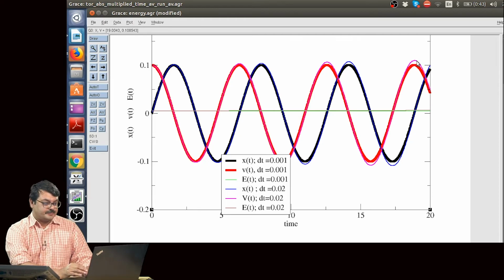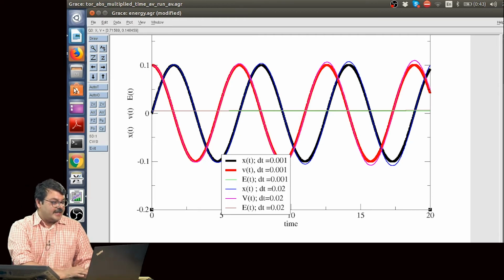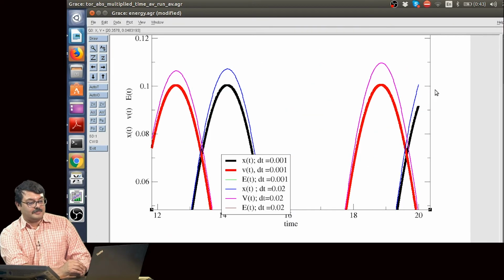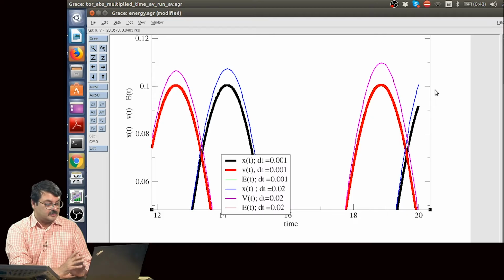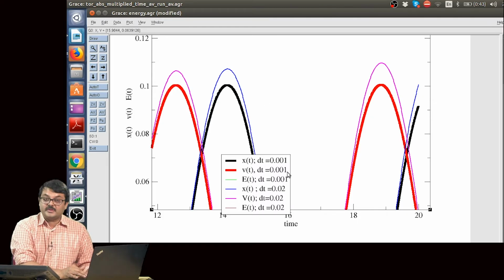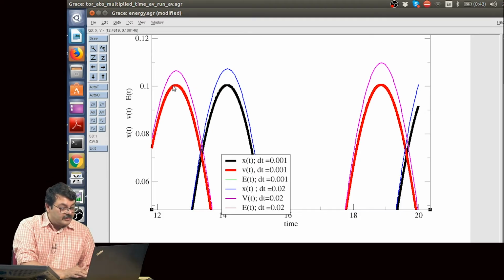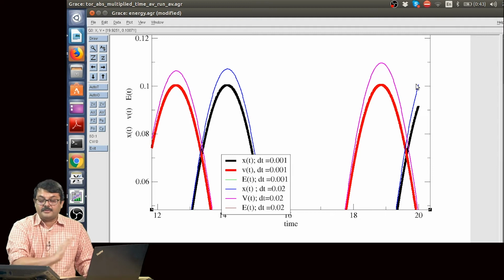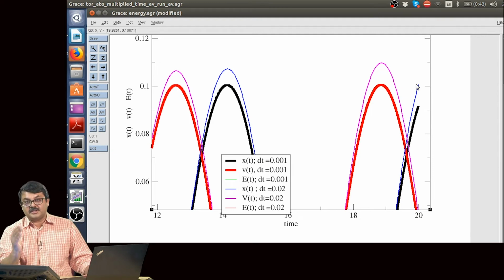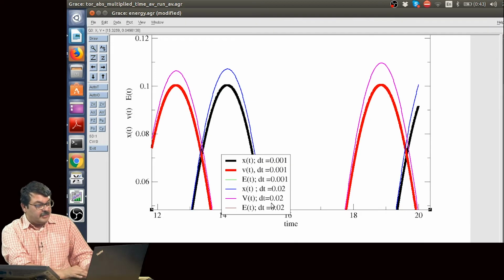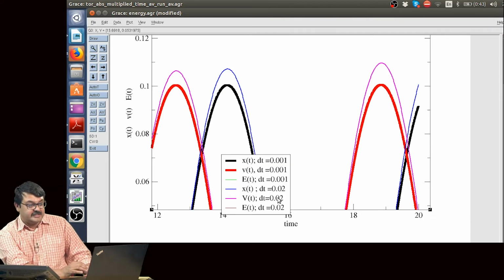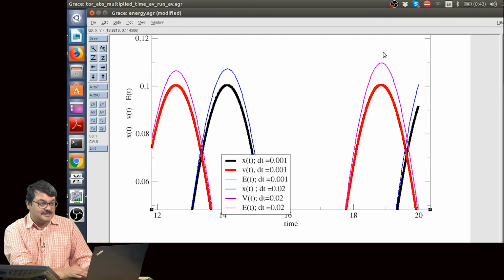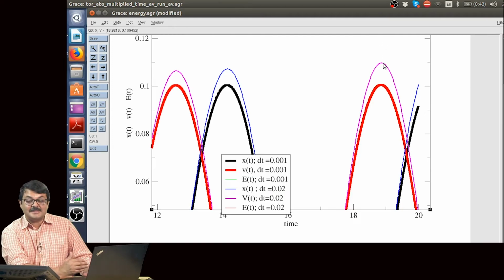Which one is correct? Well, at least you know that the peak of the velocity should be constant, the total energy should be constant. And you see that when you had used h equal to 0.001, the peak of the velocity always remained 0.1, oscillatory motion, kinetic energy to potential energy to kinetic energy. But when you are using a higher value of h, you are getting an error, and the peak of the velocity is growing higher.